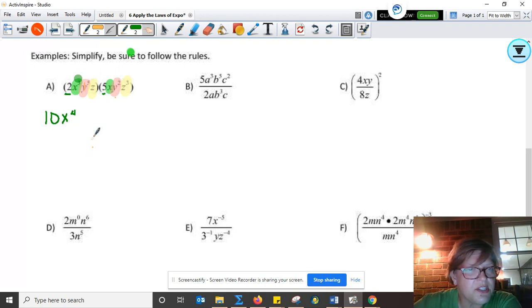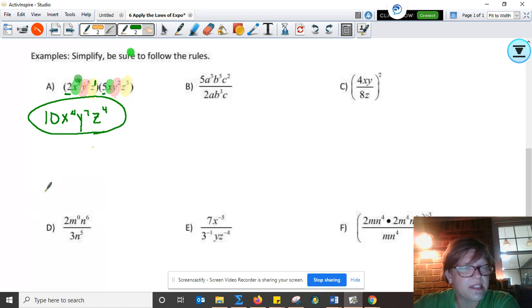5 plus 2 is 7, so y to the 7th power. That z is z to the 1st. 1 plus 3 is 4, so z to the 4th power. And that's the way you would simplify those exponents. So that's when we're multiplying.